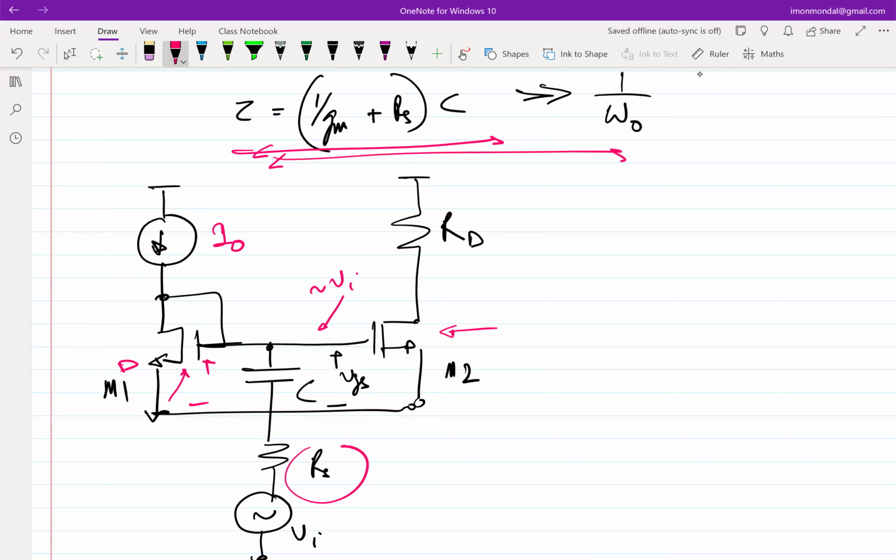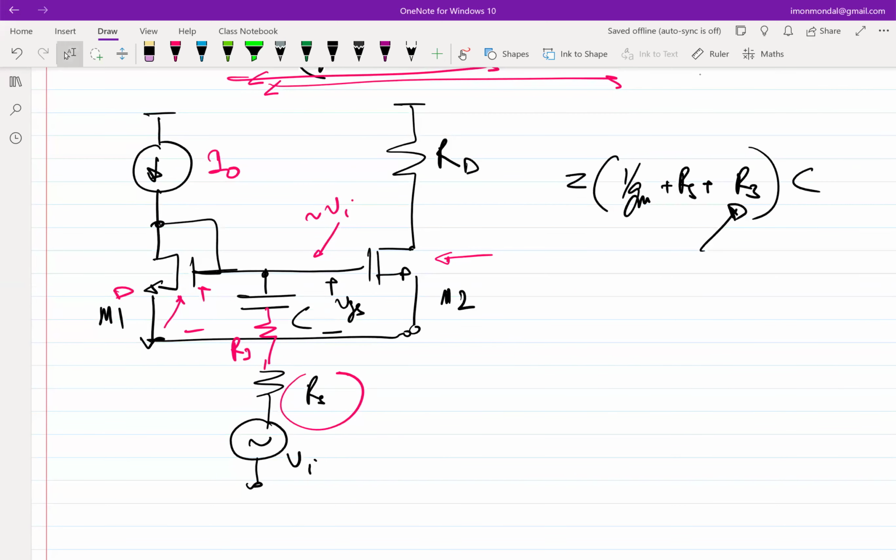So the idea was to put an R3 here. So essentially your new time constant will be 1 over Gm plus Rs plus R3 times C. And this R3 is a designer controllable variable, so I can keep on increasing. But the issue is, in the incremental sense, what is this loop? This loop is nothing but 1 over Gm, because I know that the impedance here is 1 over Gm.